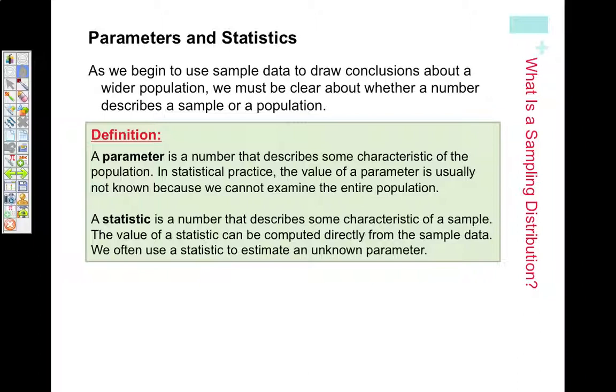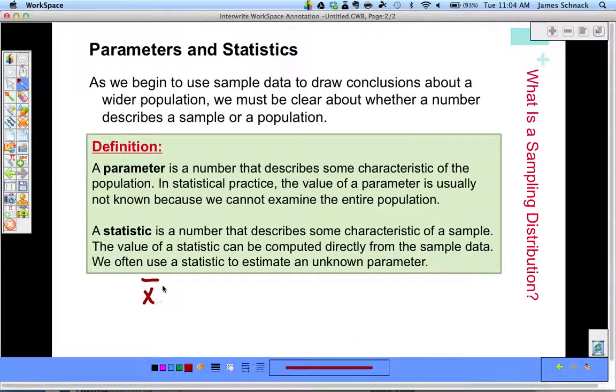A statistic is what we're usually dealing with. That is coming from a sample. The value of the statistic is computed directly from the sample data, and we're using this statistic to estimate or infer an unknown parameter. We've seen and dealt with some statistics and parameters. X bar, that is a statistic. Mu, that's the population mean. S, that's the sample statistic for standard deviation. Lowercase sigma, that is the population parameter for standard deviation.